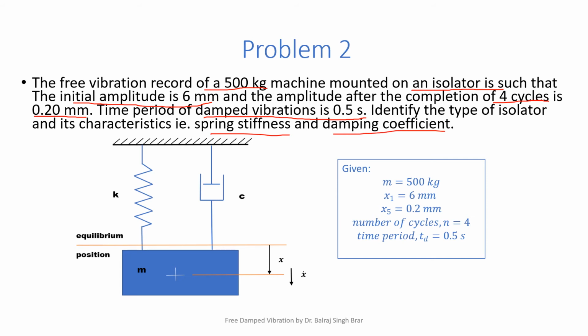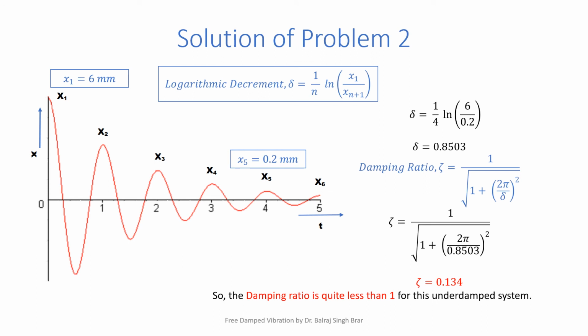and so we are given mass is 500 kg, x1, the initial amplitude before the start of vibrations, is 6, after 4 cycles the fifth amplitude is 0.2, number of cycles are 4, time period is 0.5 second. We know the initial amplitude is 6 mm. After 1, 2, 3, 4 cycles, the fifth amplitude is 0.2 mm.